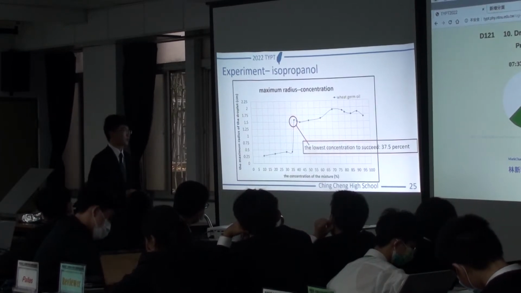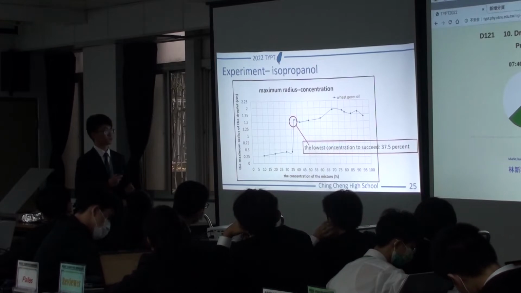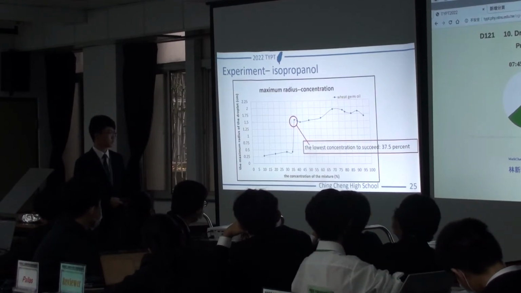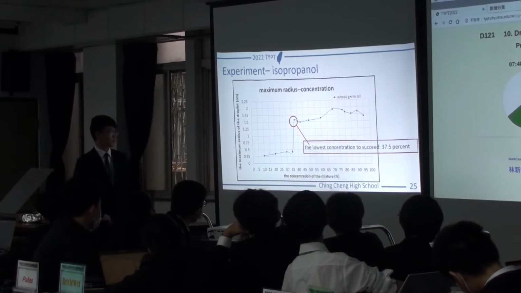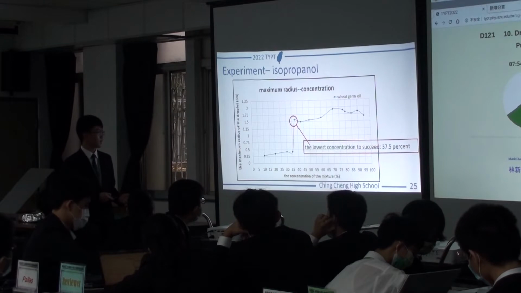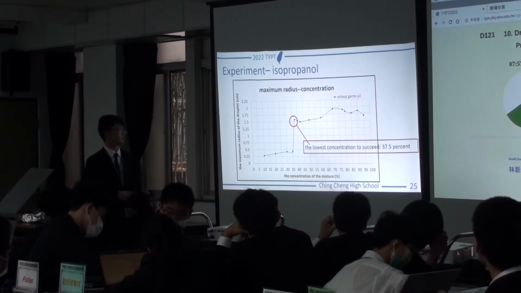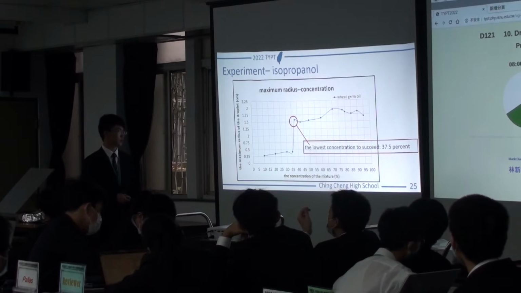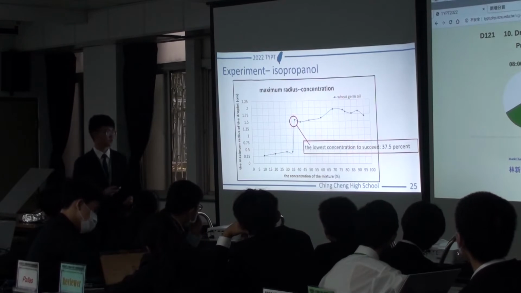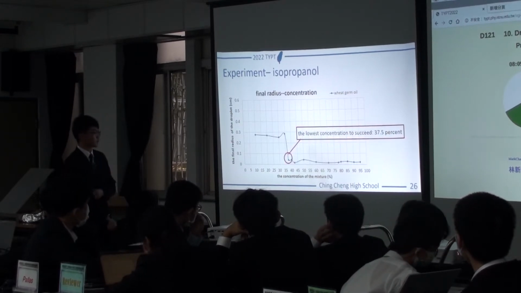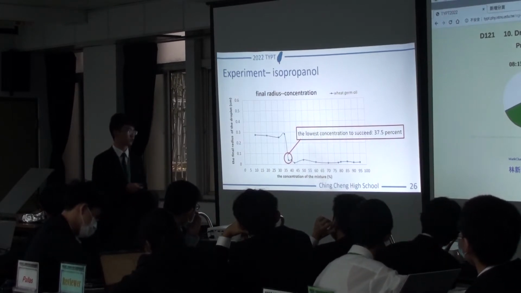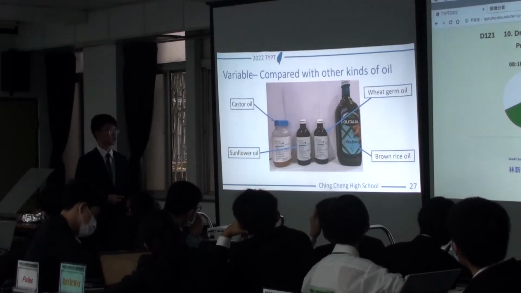This time is associated with the concentration. We can find that when the concentration is between 10 to 30%, the median radius will not change remarkably. But after 40%, the maximum radius will change a lot, and we can find out the force concentration is 37.5%. After the lowest concentration, we can find that the final radius is so small and so close to 0.